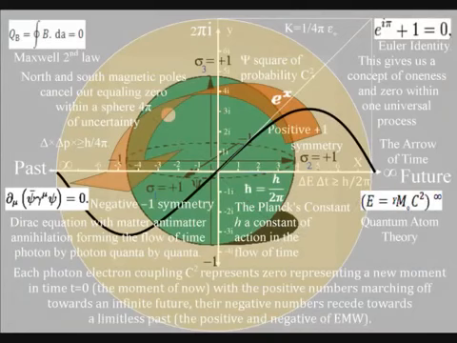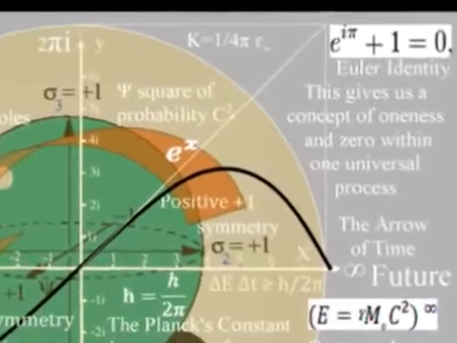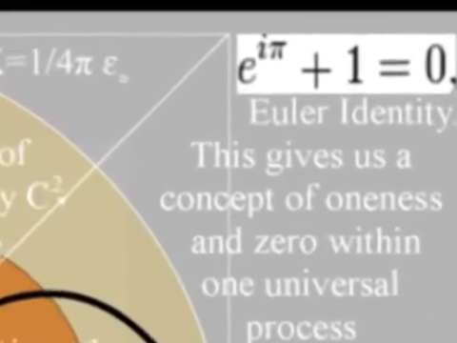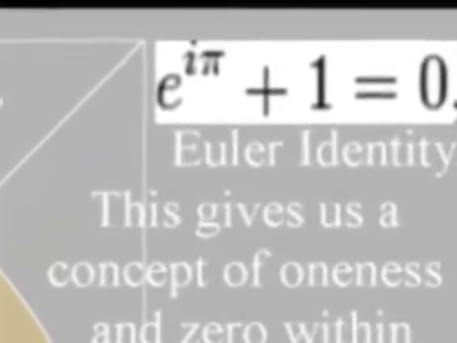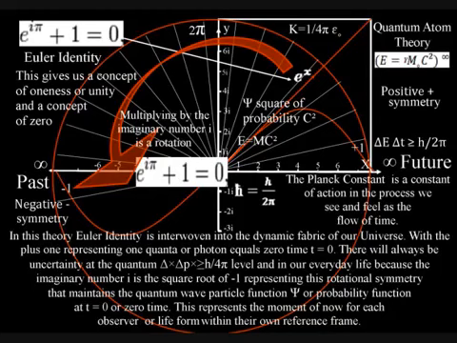In the top right-hand corner of this diagram, we have Euler's identity, the most beautiful equation to come out of the mind of man. But this beautiful equation has no meaning or purpose in modern physics. But in this theory, Euler's identity is interwoven into the dynamic fabric of our universe, with the +1 representing one quanta, or photon, equals 0 time, t equals 0, the moment of now.